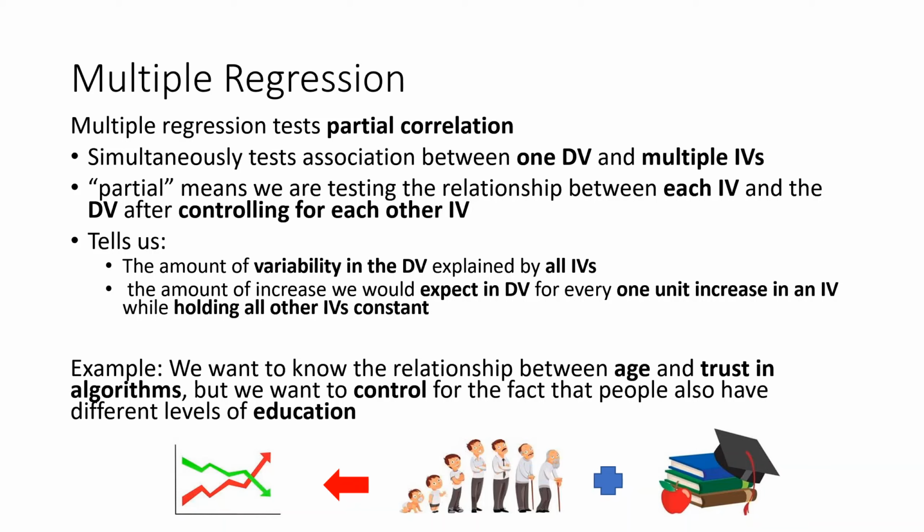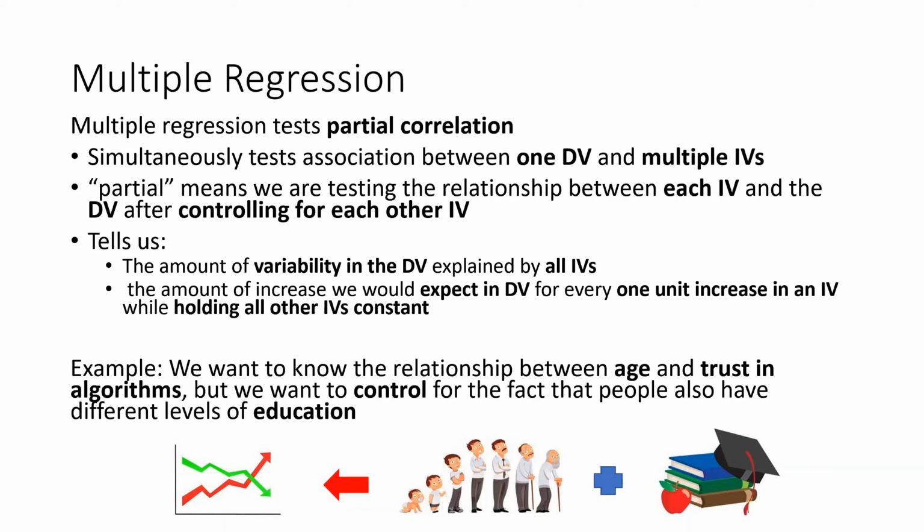Multiple regression tests partial correlations. What that means is it's simultaneously testing the association between one dependent variable and multiple independent variables. And when we say partial, what we mean is that we're testing the relationship between each independent variable and the dependent variable after controlling for each other independent variable. And this tells us two things of interest: the amount of variability in the dependent variable explained by all of the independent variables at once.